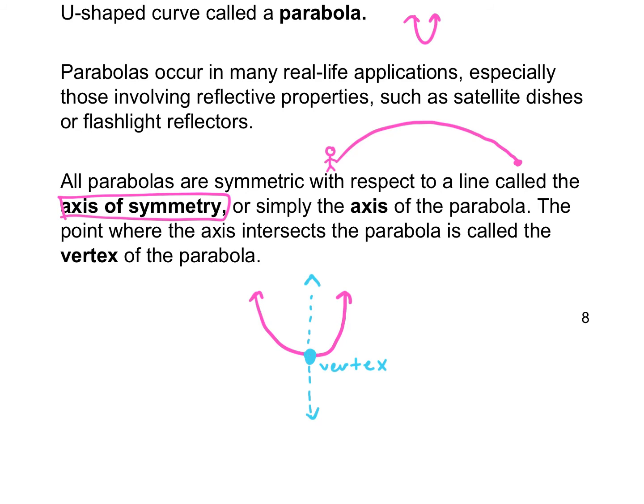Depending on which direction your parabola opens, the vertex is either the lowest point or the highest point. So it'll either be your minimum or your maximum. What about on the side? That would not be a function, because if we had a parabola that opened sideways, it fails the vertical line test, so it's not a function. So we're just dealing with ones that open up or open down.